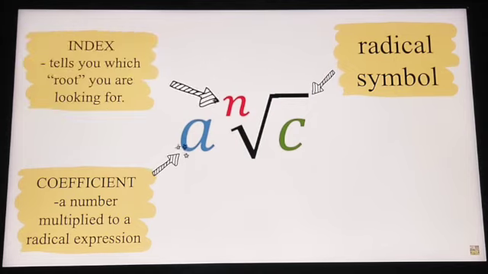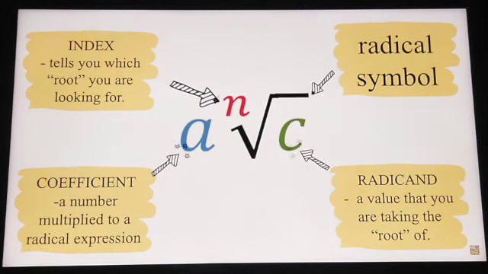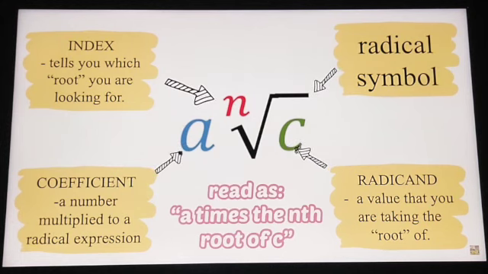And the letter N here is called the index. This tells you which root you're looking for. Please remember that if the value of the index is not written in there, it means that that invisible number is 2. We also have a letter C, and this letter C is named as the radicand. A radicand is the value that you are taking the root of. So this expression that we have here is read as A times the nth root of C.